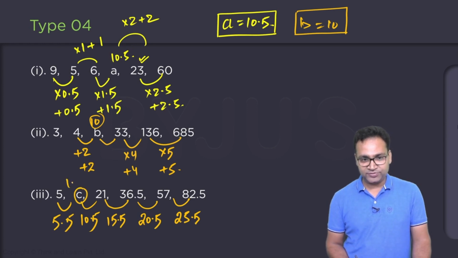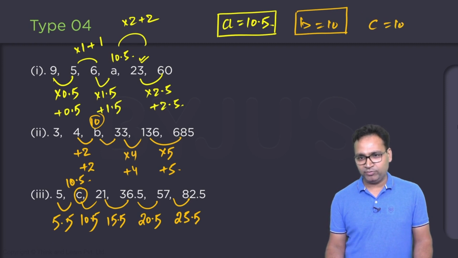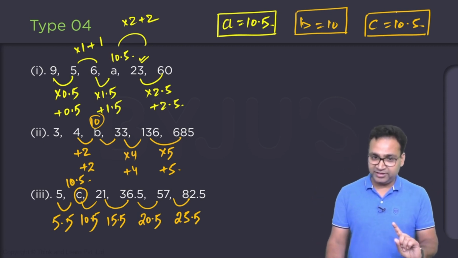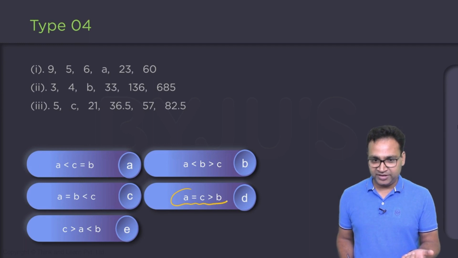That means what is the value of C? 10.5. Now we can verify the answer. A is equal to C but greater than B.